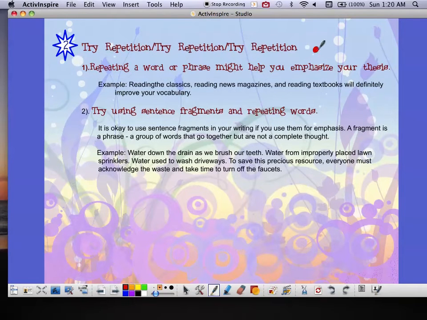Try repetition is another clue for a good conclusion. You could repeat a word or a phrase, like in this example, reading the classics, reading news, and reading textbooks. So the word reading over and over and over again helps emphasize your thesis. Or it could be a sentence fragment, like in this one, water down the drain, water from improperly placed, water used to wash driveways. That's a fragment that emphasizes a waste of water. And the very last line of the conclusion pulls those fragments together and shows the reader what they mean.